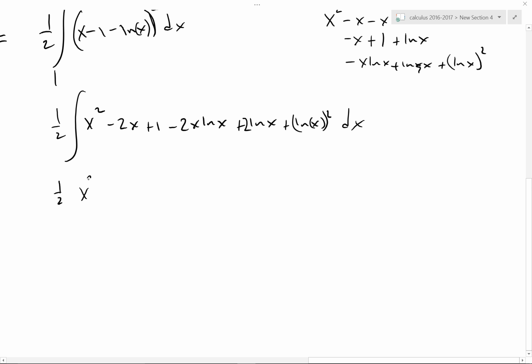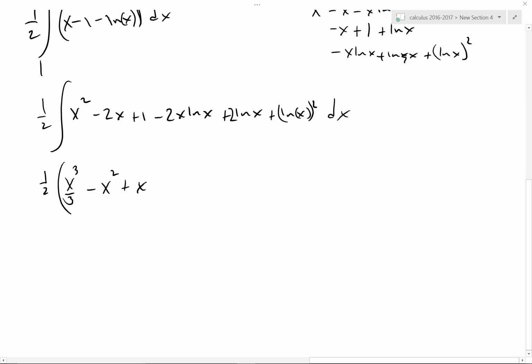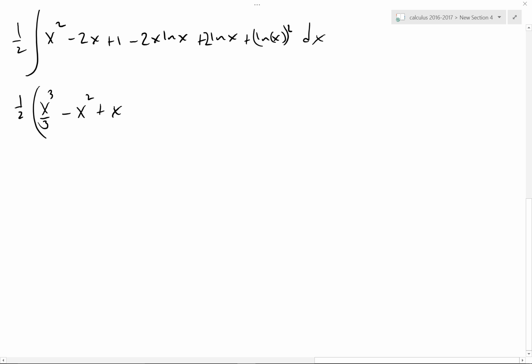So that's x cubed over 3, minus x squared plus x. I don't want to. Can we not? All right, let's quit your whining and just do it, you big wuss.